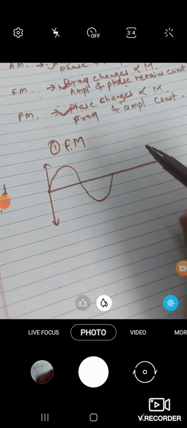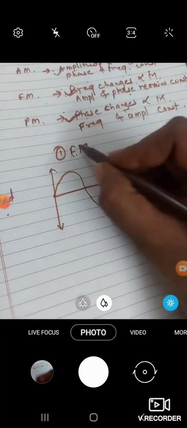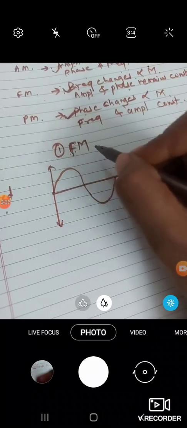So we are drawing the diagram for frequency modulation, which is abbreviated as FM.